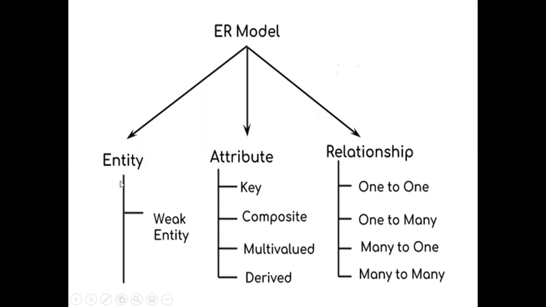Again, entities can be categorized as weak entity and strong entity. Attributes we categorize based on the values of the attribute, and we have different types. Based on the association between one entity and another, we have mainly four types of relationships. Now we'll study each of these components in detail.